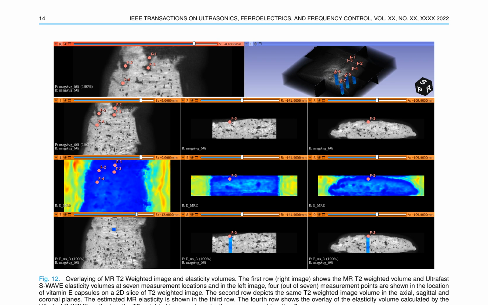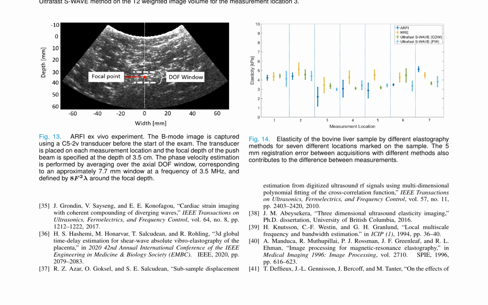The ultrafast SWAVE method, which uses shear wave elastography to calculate tissue elasticity, plays a key role in this integration. By combining these two types of data, researchers can gain insights into the mechanical properties of tissues and their relationship to anatomical features. This integration is particularly significant in fields such as medical imaging and biomechanics, where understanding the interplay between tissue elasticity and anatomical structure is critical for diagnostic and therapeutic applications.